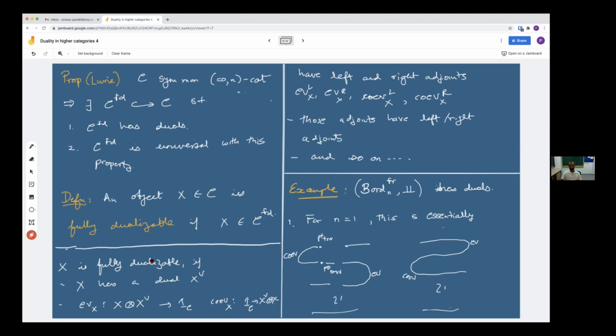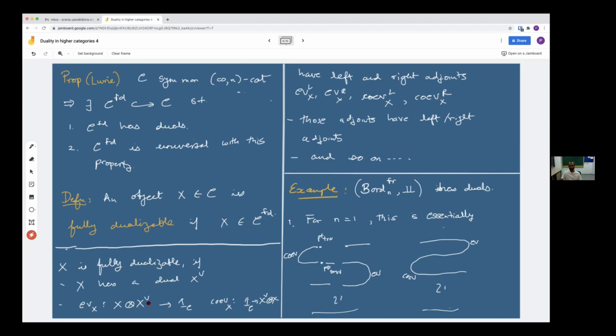So here's what it means heuristically. Take an object X in your symmetric monoidal infinity-n category C. You say it's fully dualizable if, first of all, X has duals in the usual sense. This is literally the sense that you saw right at the beginning in Samik's talk, and the sense that I defined on the first slide for duals of objects. So X should have a dual.